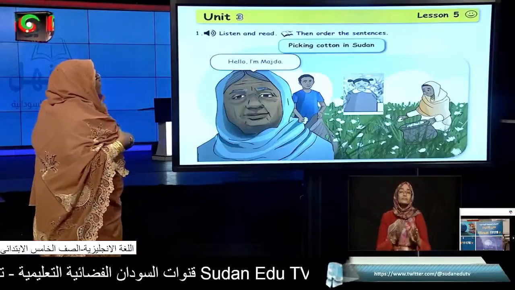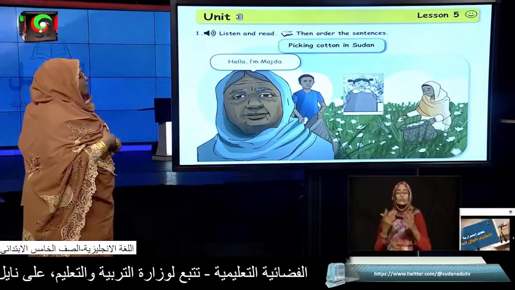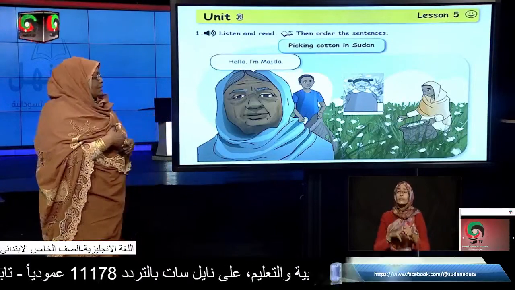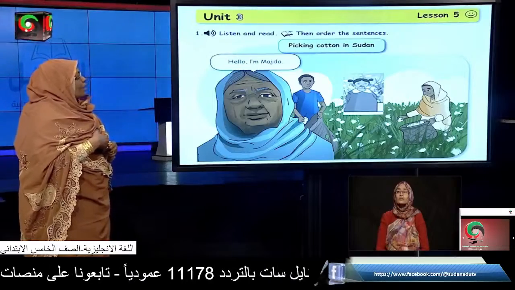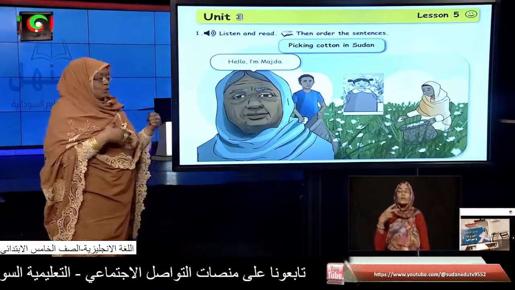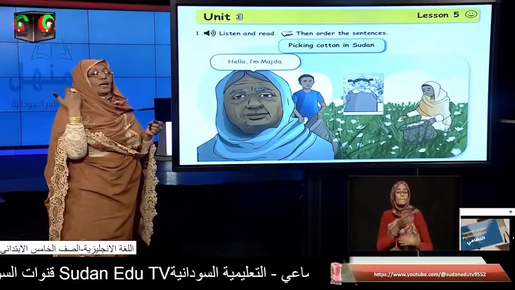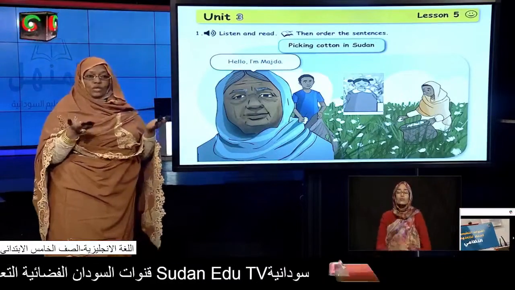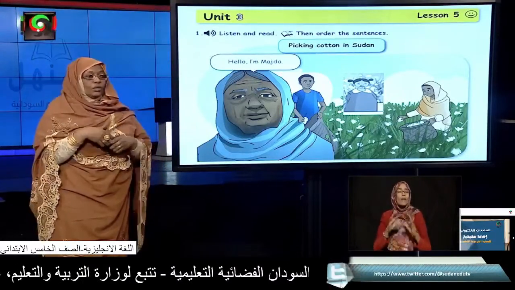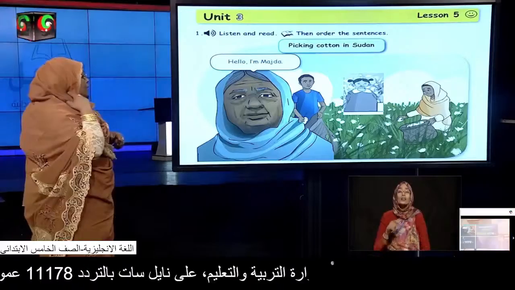Okay, look at the screen here. What can you see in this picture? Yes, we can see a boy and two girls. One of the girls is Magda, the girl who is wearing the scarf. This is Magda when she was a child. Magda is going to tell you about helping her father when she was a child, with her brother and sister. Now we are going to listen to Magda.